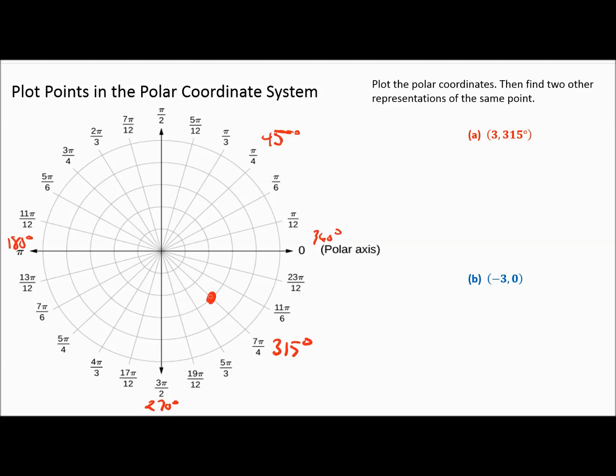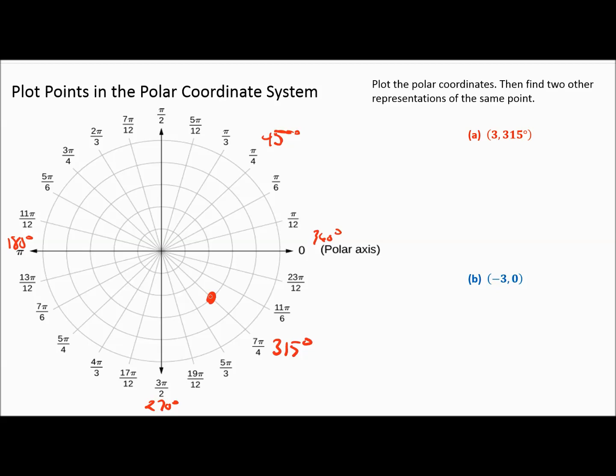Now, some people always get a little smart alecky about here, and they want to change that to radians. Like they would say, that's 3, 7 pi over 4. Well, yeah, it is. But if you're working in degrees, keep it in degrees unless you're requested to go the other way with it. So when we rename this, let's keep it all in degrees.